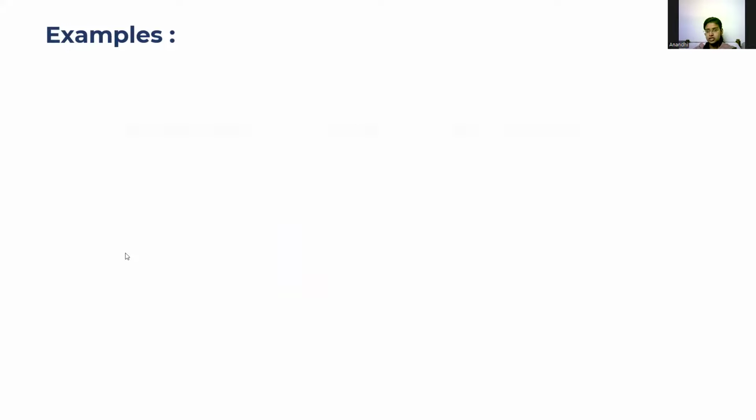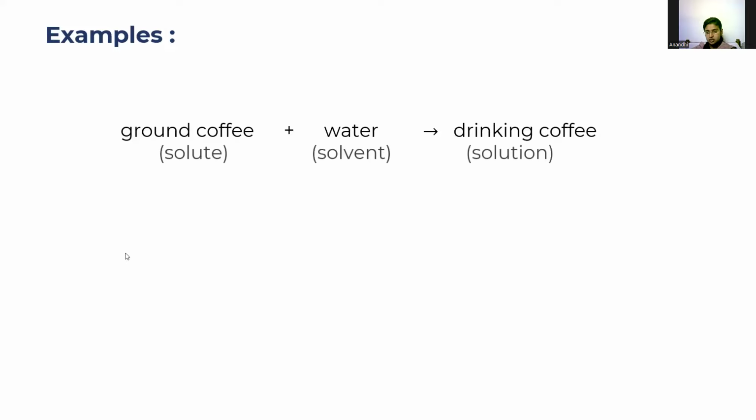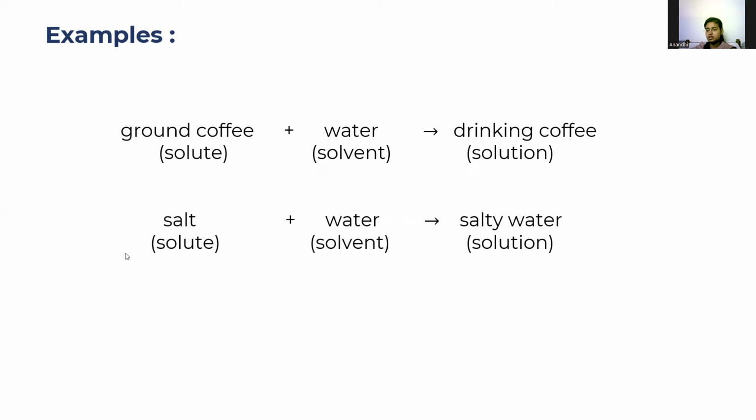The examples of solutions are ground coffee and water, which will give you drinking coffee. So here, which one is the solute? It's ground coffee. So water is the solvent and it is giving the solution. The next example is salt plus water, which is giving salty water. Again, the solute is salt and the water is the solvent.